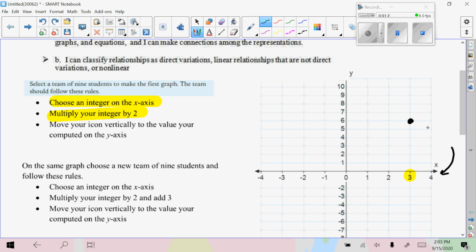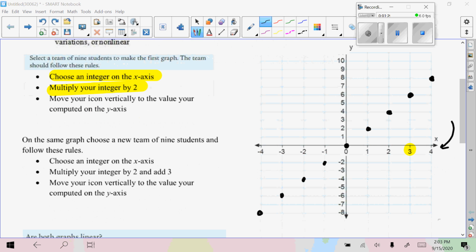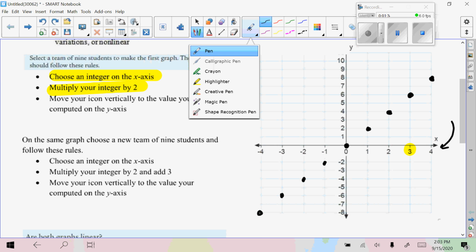So every one you're going to multiply by 2. So 4 times 2 is 8. You're going to put a dot there. Go ahead and do all those. So that graph should look like that. Now we're going to make another graph, and I'm just going to pick a different color for that.